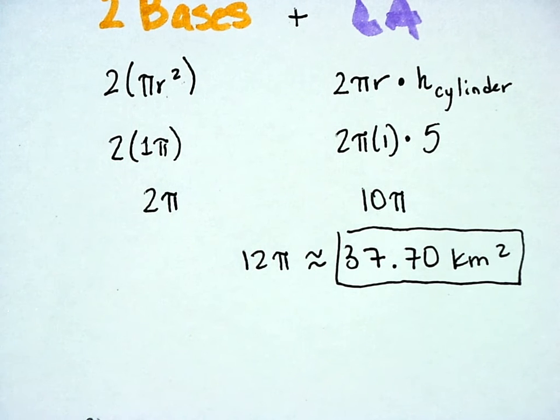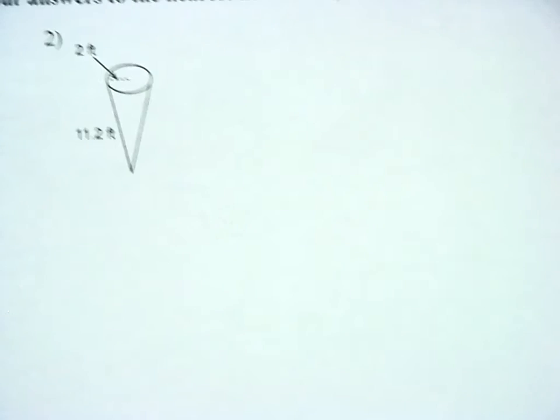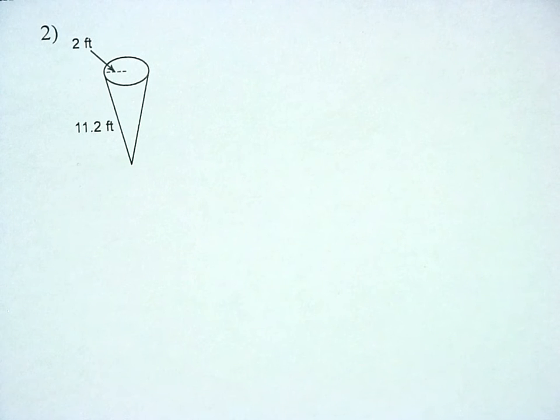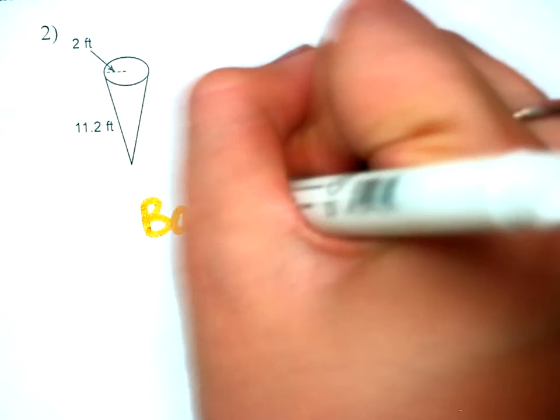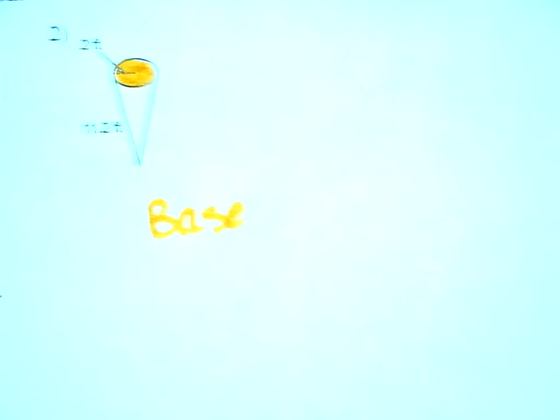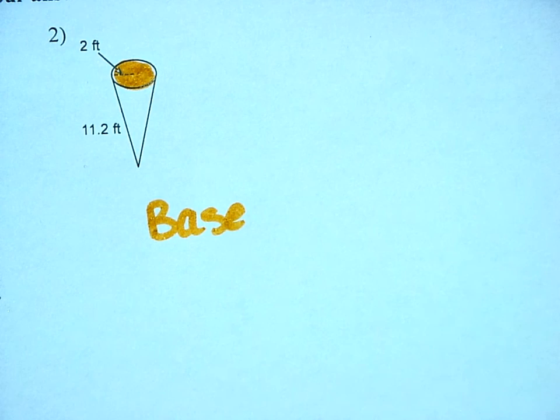All right, let's try with a cone. So this time we only have one base. So let me write just one base. Okay, that's the circle right here. And we need to add that to the lateral area.